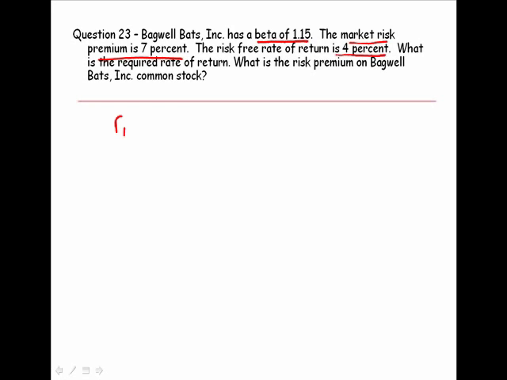Let's start with our formula. The required rate of return is equal to the risk-free rate plus the return on the market minus the risk-free rate times the beta of the asset. We're given that the risk-free rate is 4. We are also given that the market risk premium is 7. Remember, the market risk premium is what's in parentheses. It's the return on the market minus the risk-free rate. So on average, investors want 7% more than the risk-free rate before they will invest in the market.